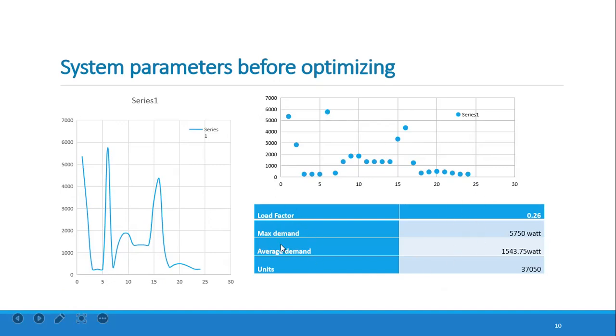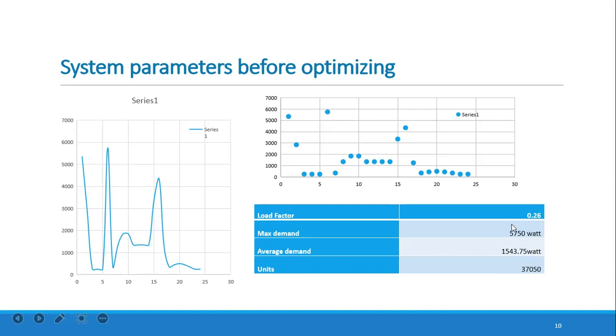So these are the main factors that are going to be important for our solution. The load factor is calculated, which is around 0.26. The maximum demand is 5,750 watts. The average demand is 1,543.75 watts, which remains constant. We cannot change this one. And the units being consumed are 37,050 units, which will remain the same. So the last two parameters are going to remain the same.